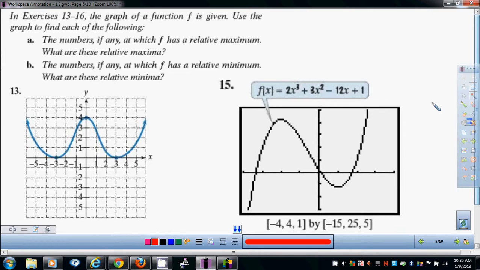Well, you see how it kind of asks the same question twice? At which f has a relative maximum, what are the relative maxima? Doesn't that kind of seem redundant? At which f means give the x value, and what are they means give the whole coordinate. If you just want to give the whole coordinate, you would answer both parts of the question. So there's a maximum at negative 2, 4. Where would there be a minimum?